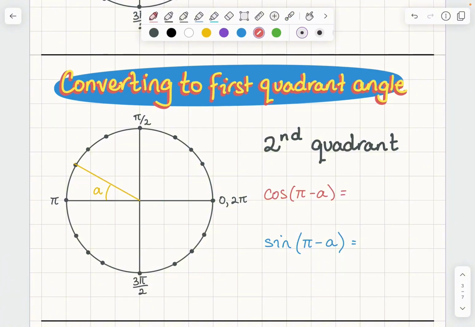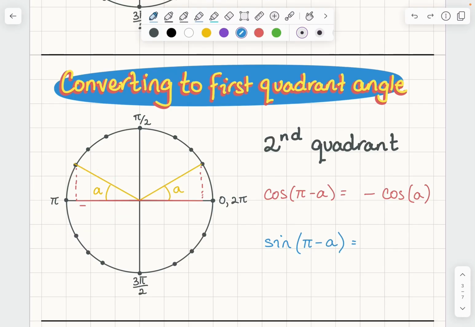Now remember that cos, if I drop down, I project onto the x-axis, I'm trying to find that length, and it's going to be negative. If I go and have a look at the first quadrant, let's reflect this angle A over to the first quadrant. I can see that that gives a positive cos value. So I'll take that, cos of A, but I need to put a negative in front of it because I need my answer to be negative.